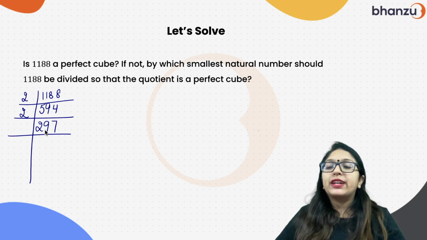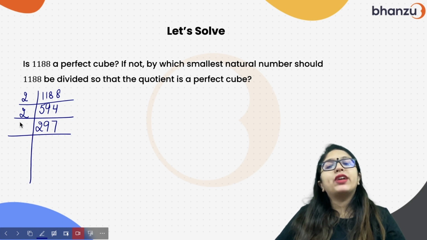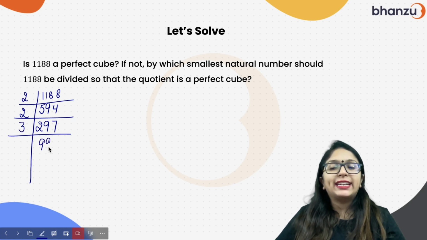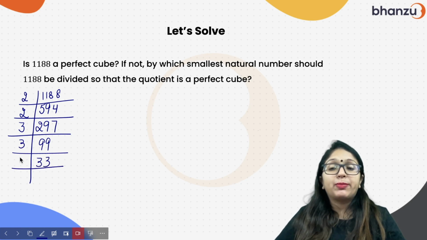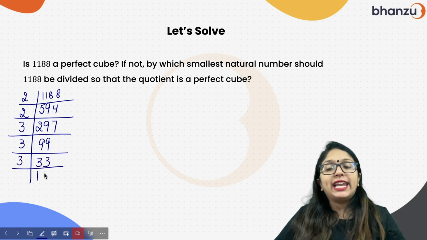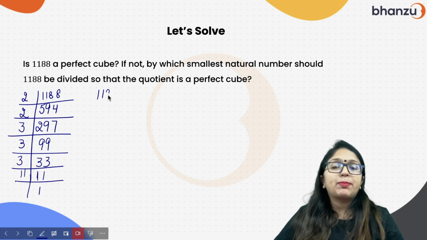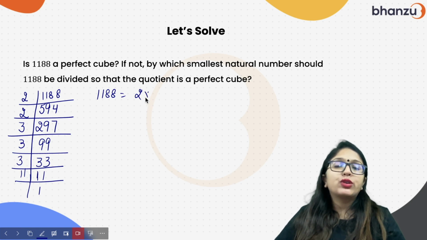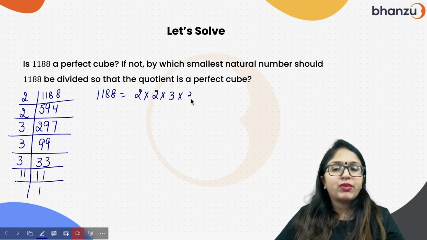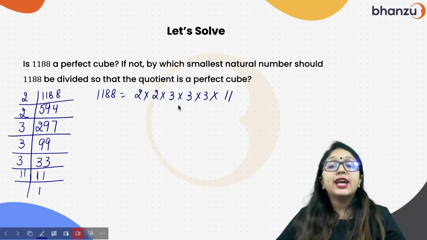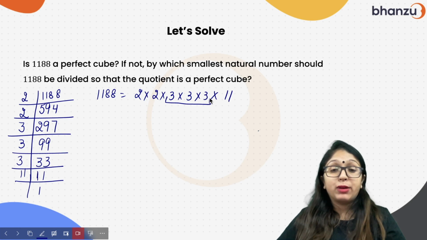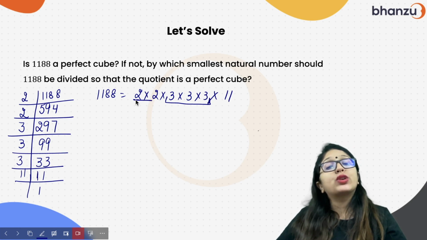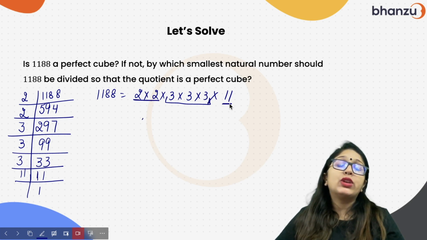Okay. So now if I check it, yes, we can divide it by 3, and if we divide it by 3, we are going to get 99. And then if we divide it by 3 again, we are going to get 33. If we divide it by 3 again, we are going to get 11. Now here 11 divided by 11 is 1. So let's quickly check the prime factorization of this number: 2 times 2 times 3 times 3 times 3 times 11. Now here I can see that I have 3 which is repeating 3 times, but 2 is repeating just 2 times, and here I have 11 only 1 time.